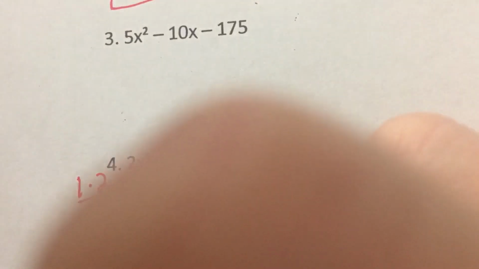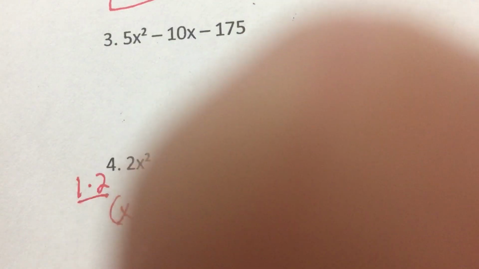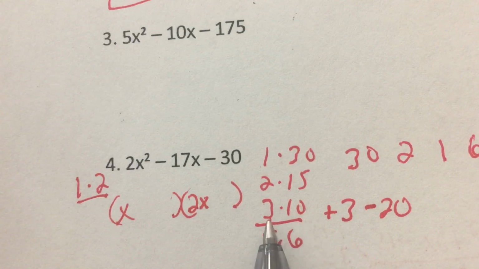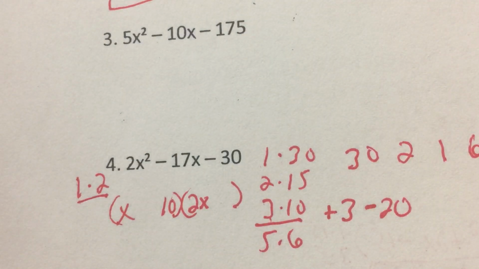So keep that in mind as I go ahead and start drawing my parentheses. My first two numbers are 1x and 2x. My back numbers have to be 3 and 10, but I need the 10 to multiply the 2 so that I can get my 20. So it needs to go in that spot. And then the 3 would go in the last spot.